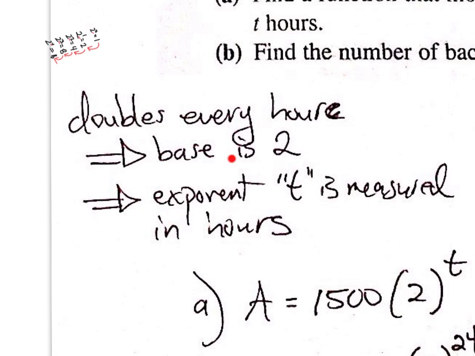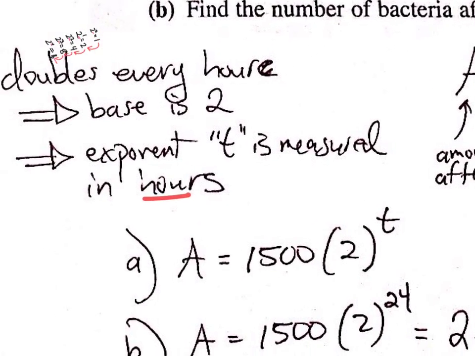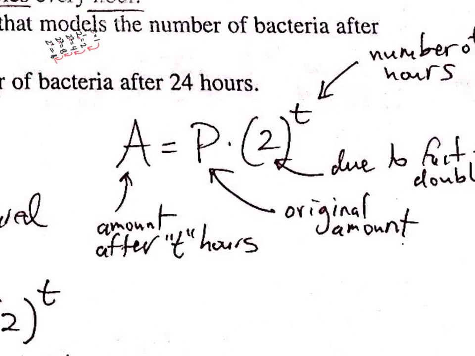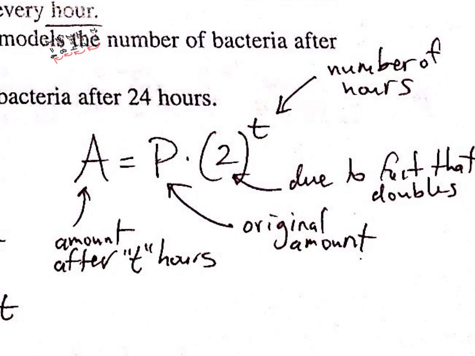All right, so if it doubles every hour, we're going to use the base as 2, and the exponent t is measured in hours. So it's important to know what time value you're talking about. T in the exponent is not always years. It depends on the information you're given. This is doubling every hour, so t is in hours. So we could say this is our formula, where this is the amount of bacteria after t hours. P is the original amount of bacteria, 2 is the base because it's doubling, and t is the number of hours, not years.